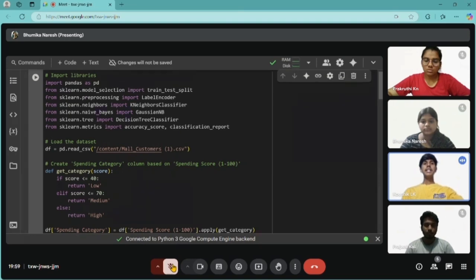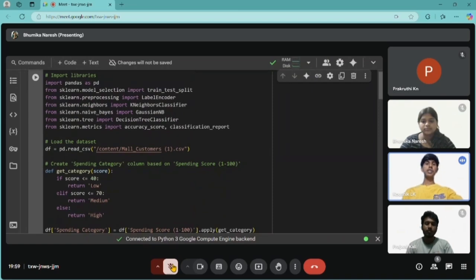Now, dataset discussion. The dataset is from the Kaggle Mall Customers dataset, which includes terms like customer ID, gender, age, annual income, and spending score. Customer ID, a unique identifier, is removed for training because it doesn't affect spending behavior. Gender is converted to numbers, male and female, so algorithms can process it.